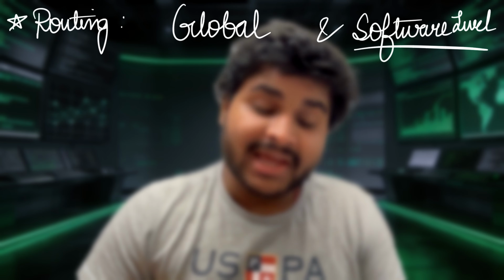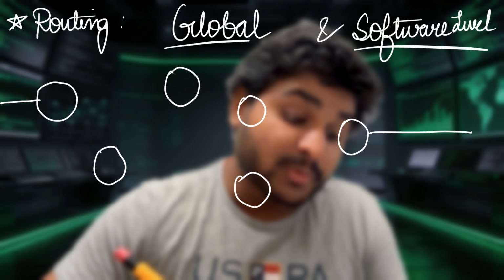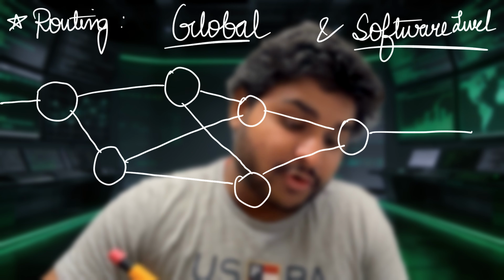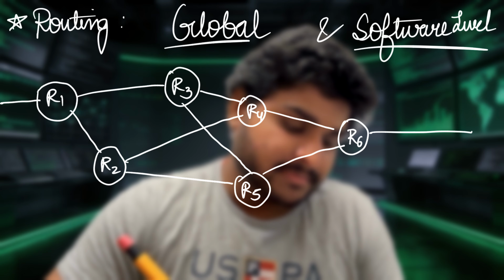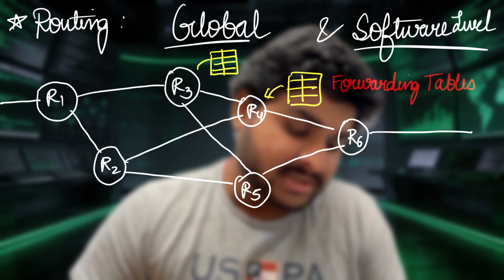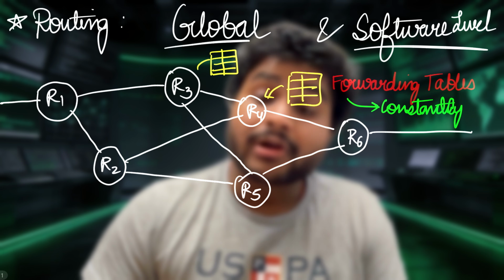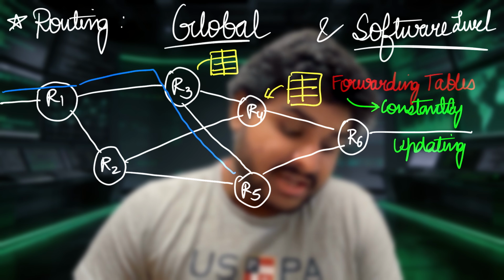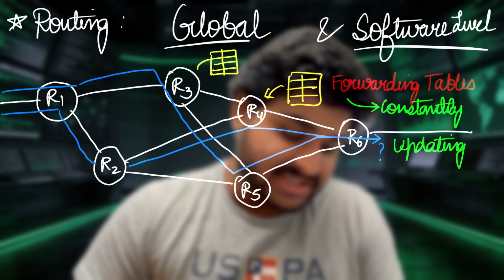Now let's talk about routing. Routing is global and software level. This is about planning the best path from the sender to the receiver, like using Google Maps to find the fastest way across cities. This decision is based on routing algorithms and updates that routers constantly exchange.